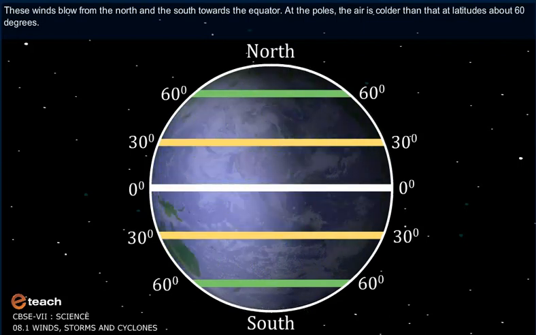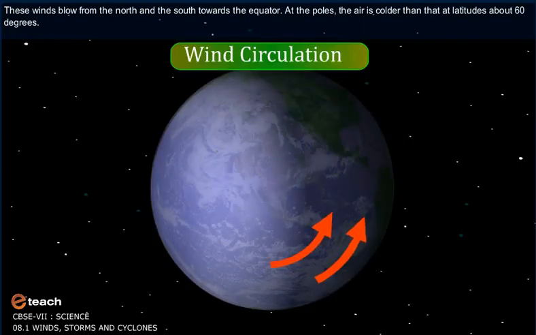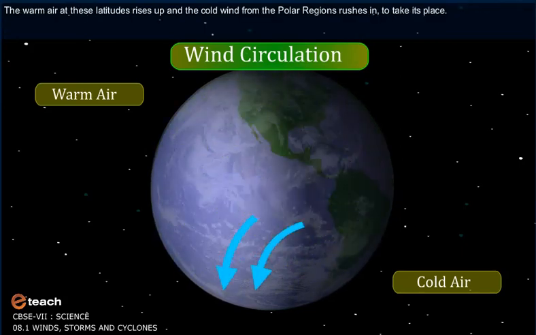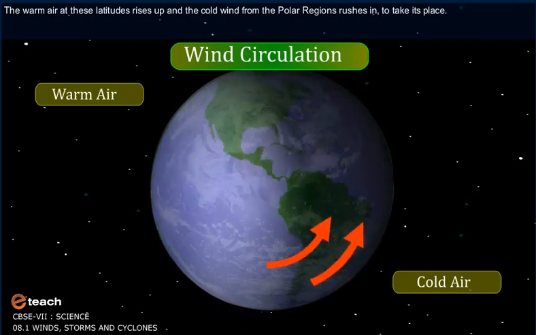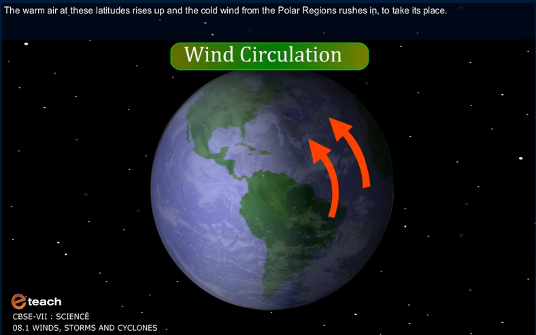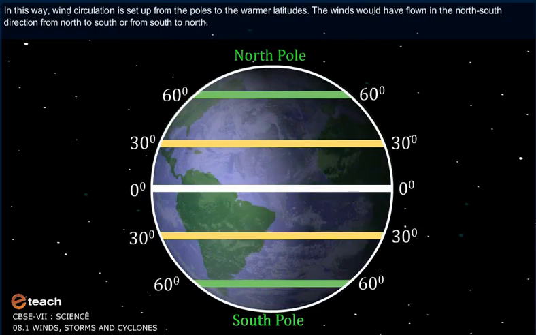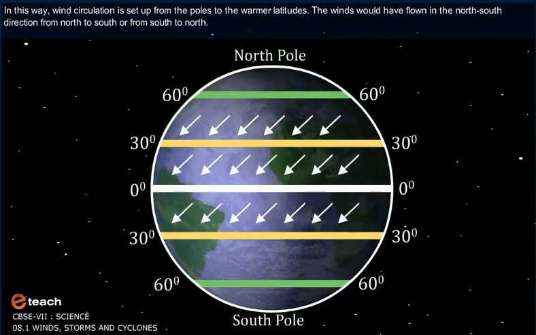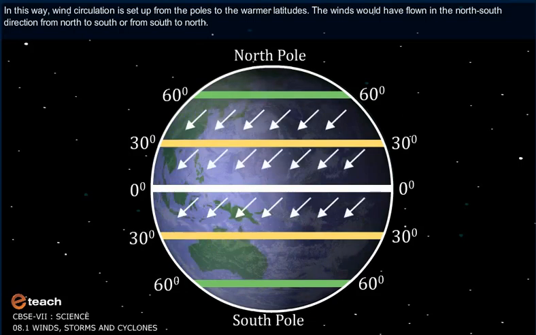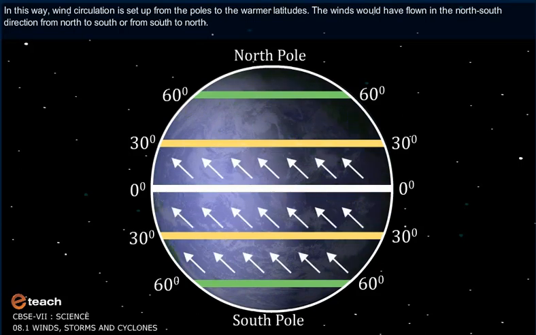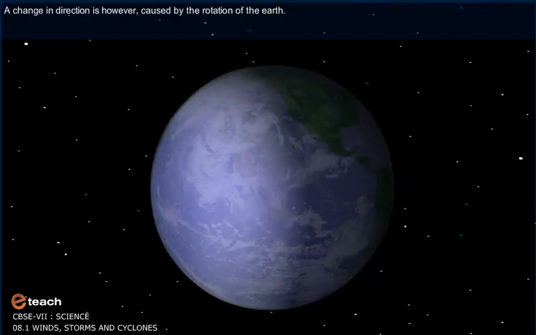At the poles, the air is colder than at latitudes above 60 degrees. The warm air at these latitudes rises up and the cold wind from the polar regions rushes in to take its place. In this way, wind circulation is set up from the poles to the warmer latitudes. The winds would have flowed in the north-south direction, from north to south or from south to north. A change in direction is, however, caused by the rotation of the earth.